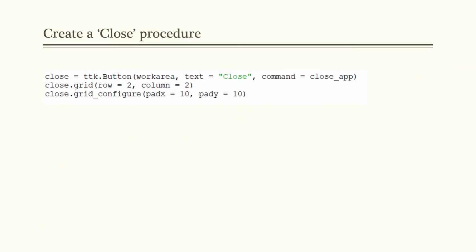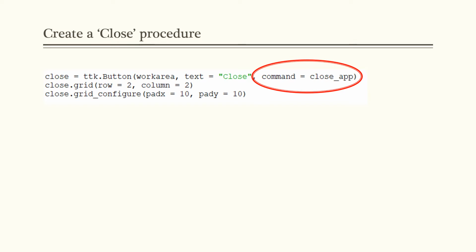And so in order to make the close button functional, we link it to a procedure. And here's the extra code that I have to use to do that. I just write command equals and then just pick a name for the procedure I'm going to write. I've called it close app because that's what it does, closes the app down.